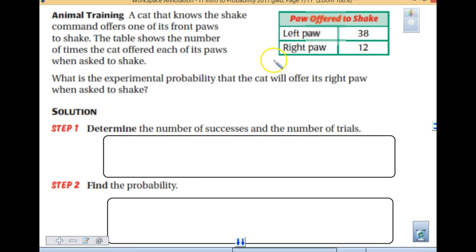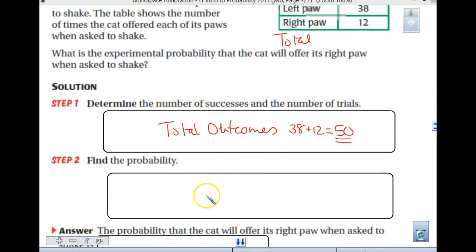So first thing we need to know is our total, right? Our total number of outcomes. So our total outcomes is going to be, if we add those two together, 38 plus 12 gives us 50, okay? So the first thing you always need to compute in order to find probability is you need to know the total number of outcomes. 50 is our total.